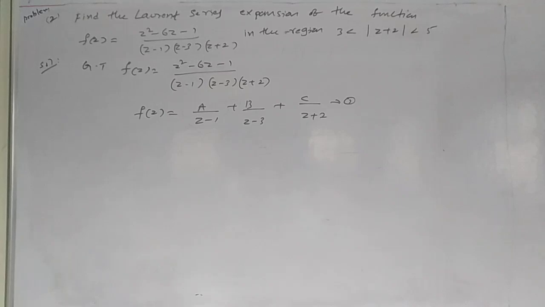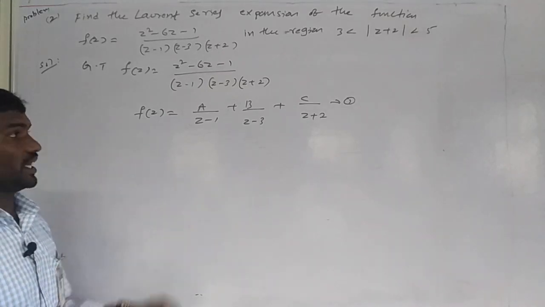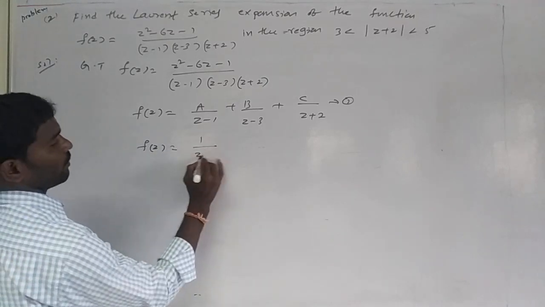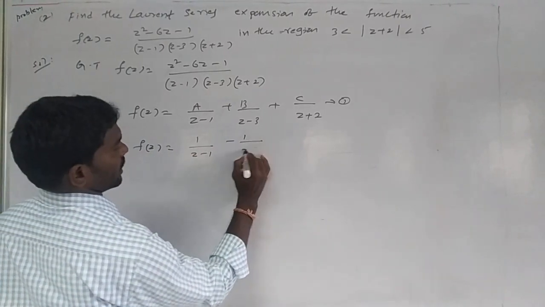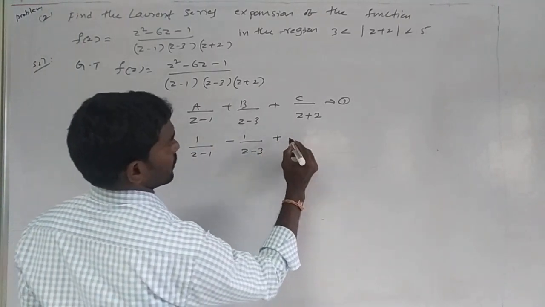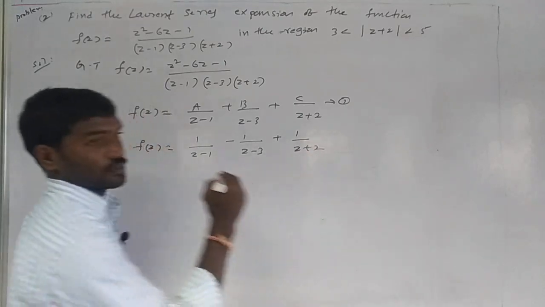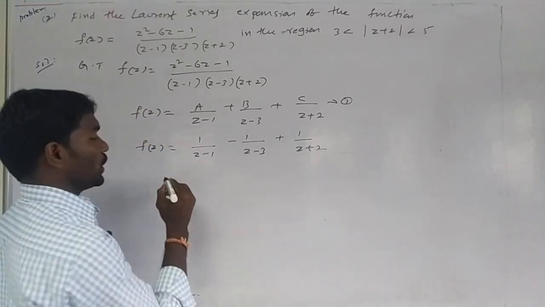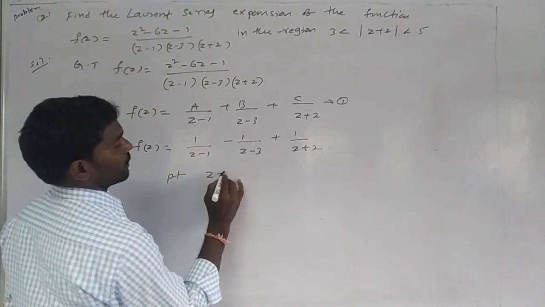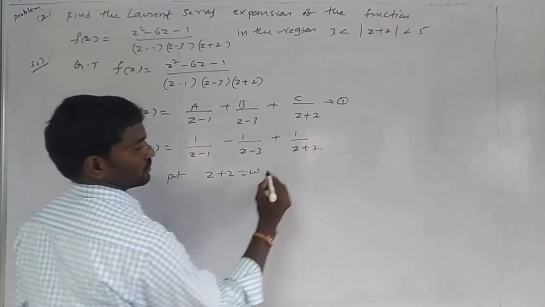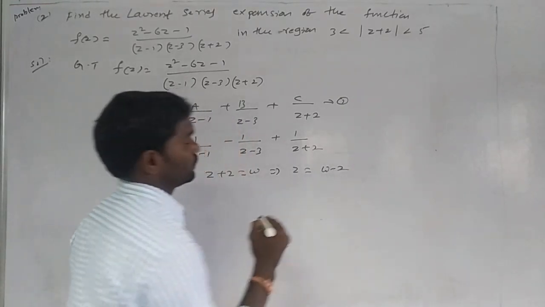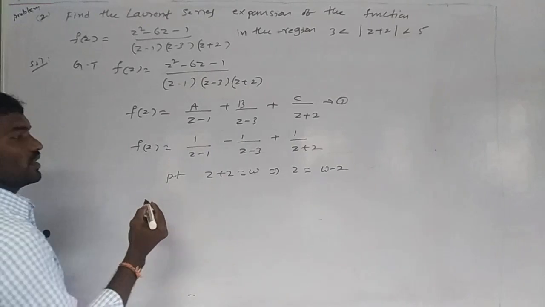By substituting these values in equation 1, equation 1 becomes f(z) equals 1 divided by (z − 1) minus 1 divided by (z − 3) plus 1 divided by (z + 2). According to the given data, here we have to put z + 2 equals w. That implies z equals w − 2. Substitute this value in the above function.